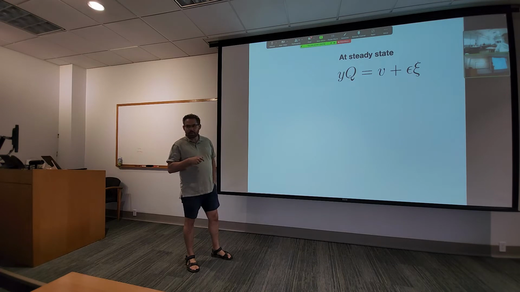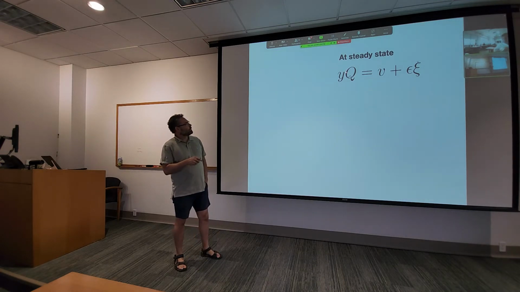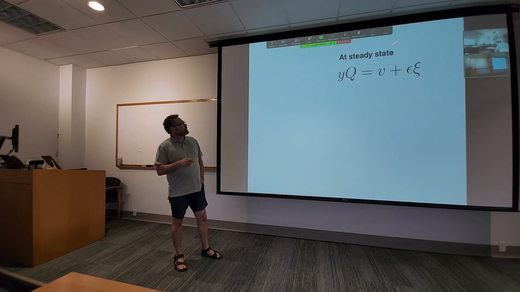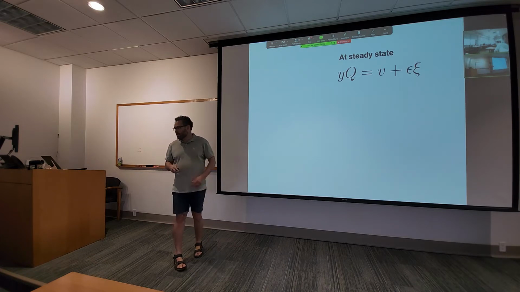So if we rewrite the equations in terms of vorticity and divergence, where q is minus divergence, then at steady state we get this equation: y times q is equal to v plus epsilon, and then vorticity is this psi here.